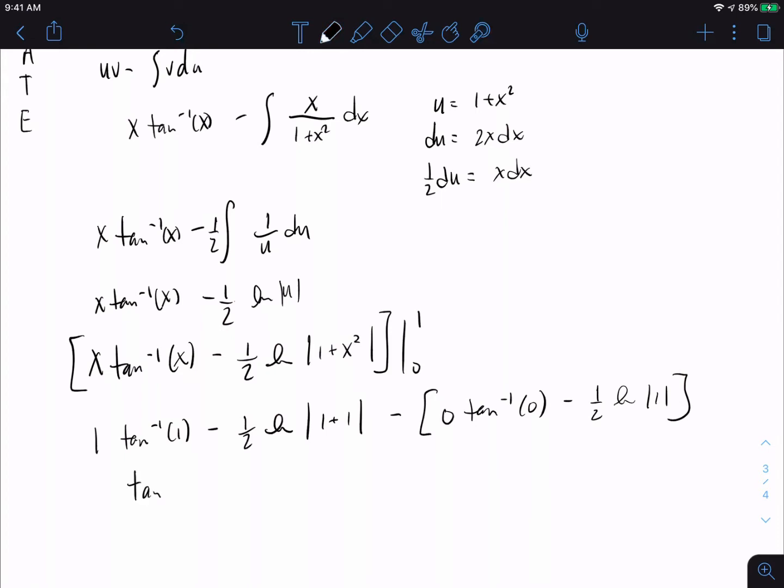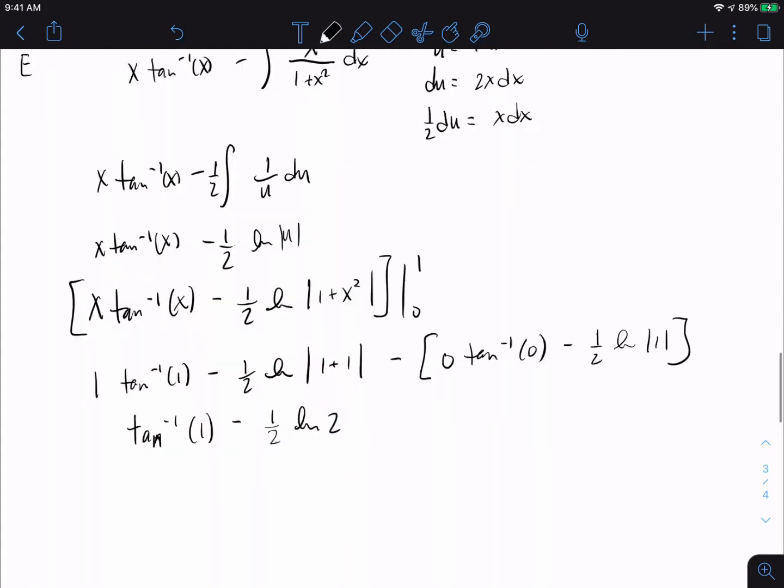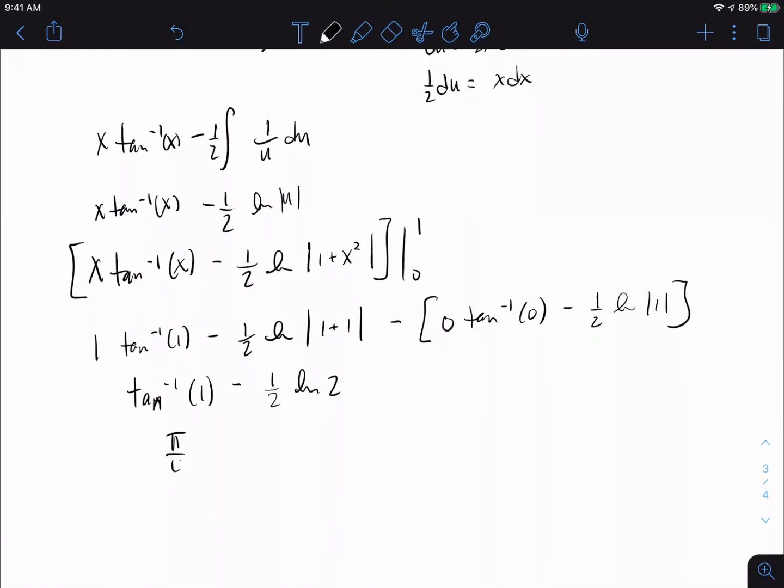So I'm going to end up with tan inverse of 1 minus 1/2 ln of 2. No longer need the absolute value because I know it's a positive. Tan inverse of 1 in radians is pi over 4. So I'm going to get pi over 4 minus ln of 2, and that is my solution. Did you guys realize you're going to be learning trig, algebra, calc 1, regular algebra, all in the class? It all comes back.